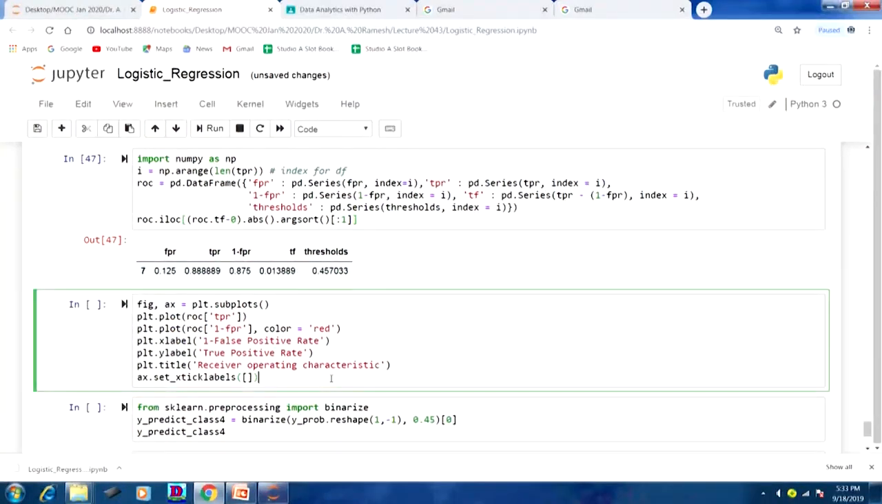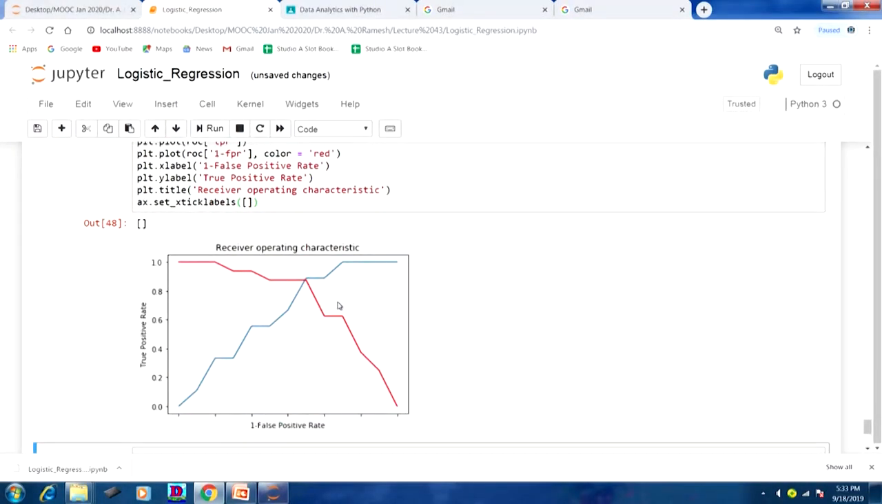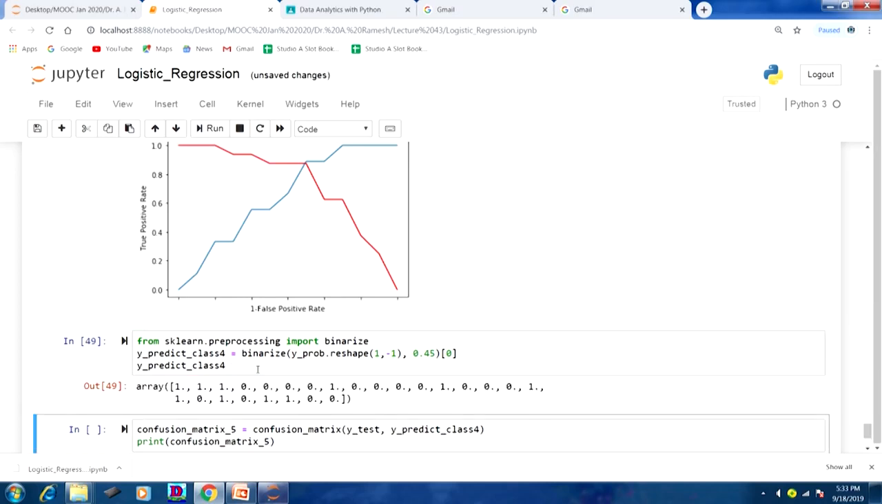When you run this you see that the blue line shows the true positive rate, the red one shows 1 minus false positive rate. So, at this intersection the true positive rate is also high, and 1 minus false positive rate is also high. So, this is our optimal value. Suppose for that optimal value let us draw our new ROC curve. Here I have taken 0.45.